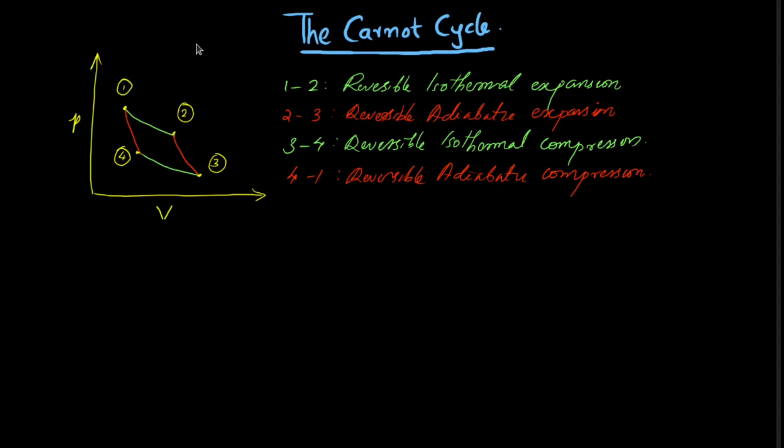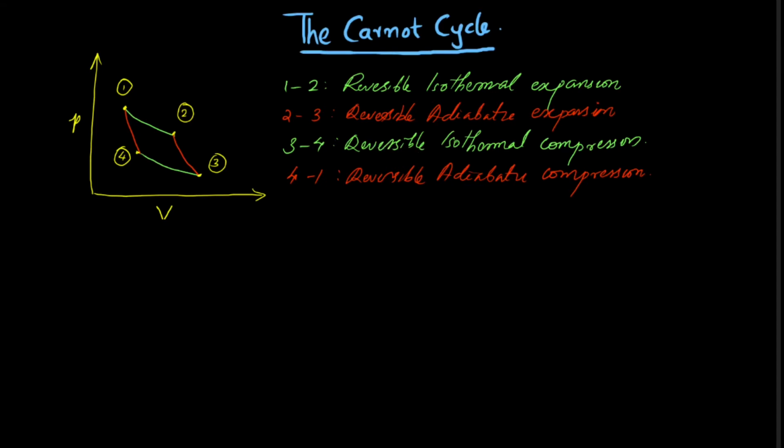Welcome to another video. In this video I am going to derive the expression for the efficiency of the Carnot cycle. The Carnot cycle was discussed comprehensively in the last class. As you have seen earlier, the Carnot cycle consists of 4 reversible processes. The process 1 to 2 is a reversible isothermal expansion, 2 to 3 is a reversible adiabatic expansion, 3 to 4 is a reversible isothermal compression, and 4 to 1 is a reversible adiabatic compression.